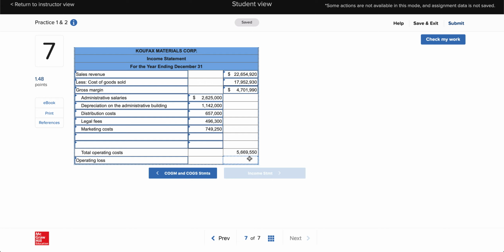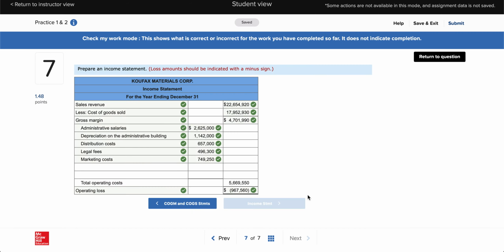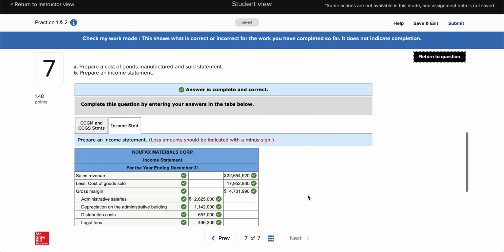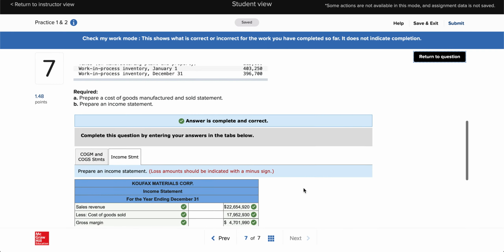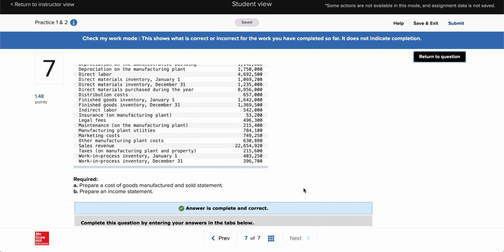So 4,701,990 minus 5,669,550. I end up with a net loss of $967,560. Let's make sure I did that math right. It says we did, and it also says our answer is complete and correct, and that is the end of the practice set for chapters 1 and 2. If you have any questions as you work through this or as you work through the homework, which will be similar, be sure to let me know.